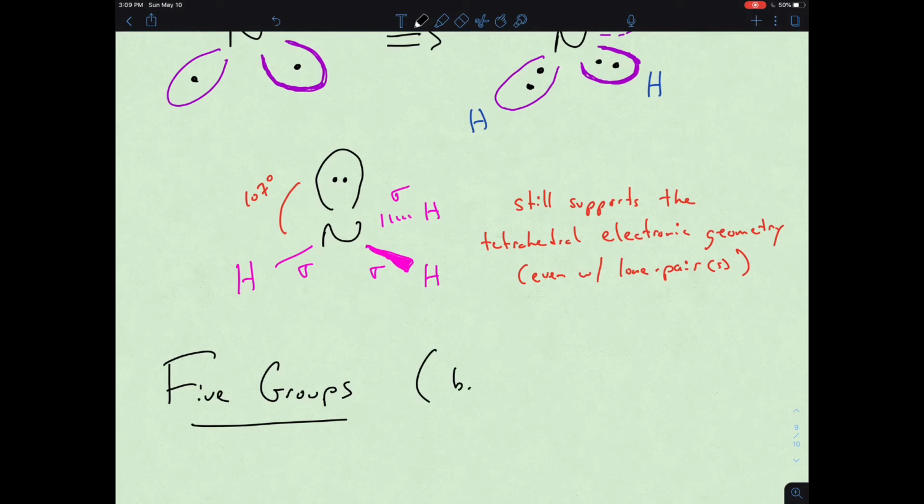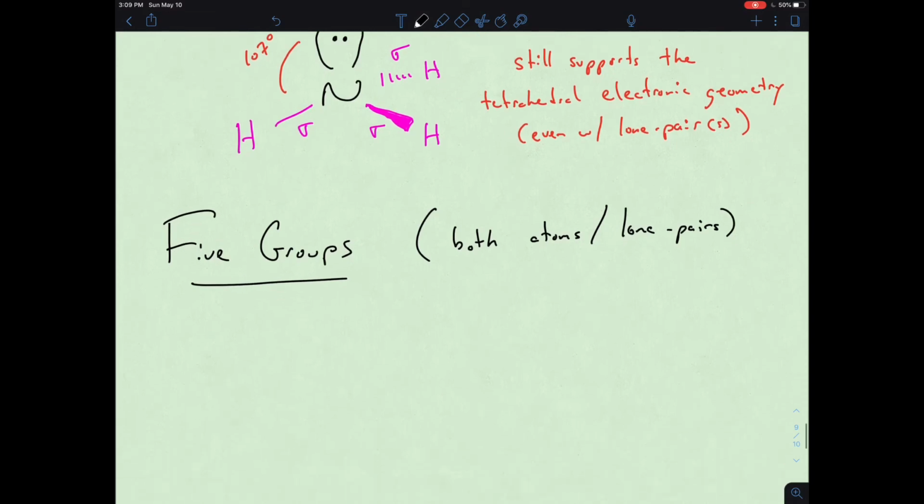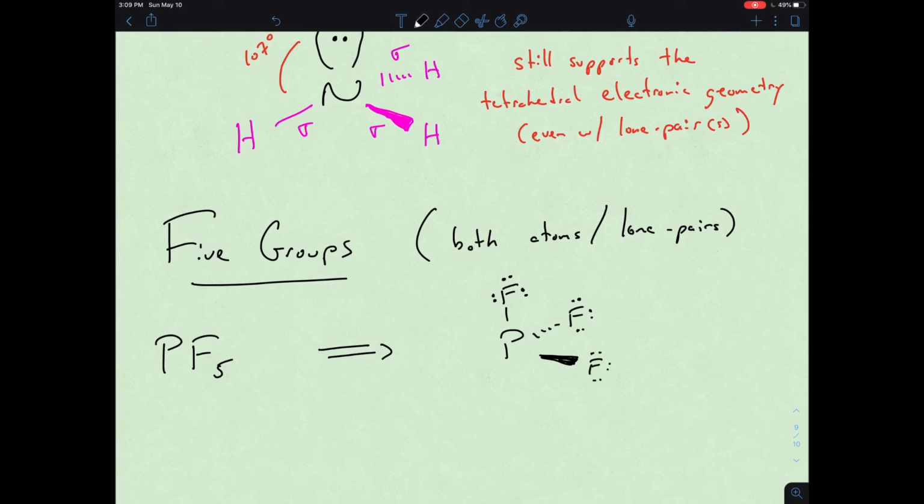Going now to 5 groups. We looked at phosphorus pentafluoride as an example. Remember, we had to expand the phosphorus octet, so it has everything unpaired to bond to the 5 fluorine atoms. We have that trigonal bipyramidal electronic configuration that we're seeing here.